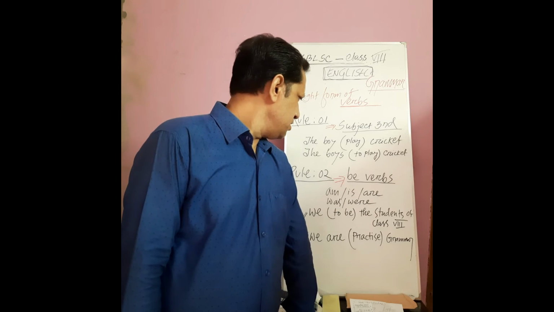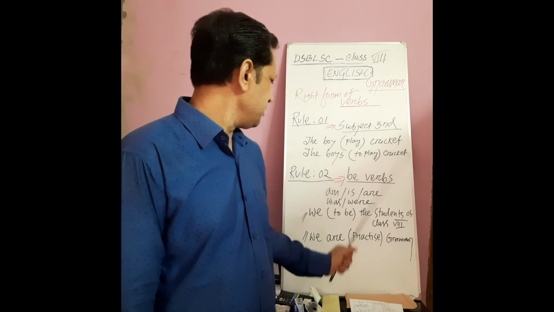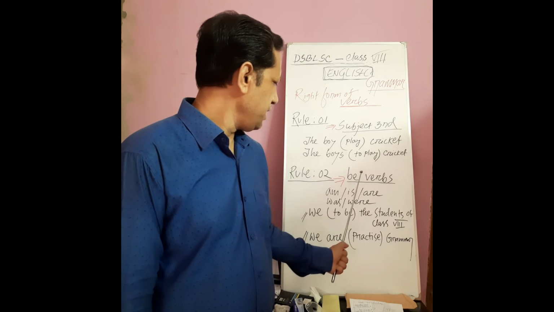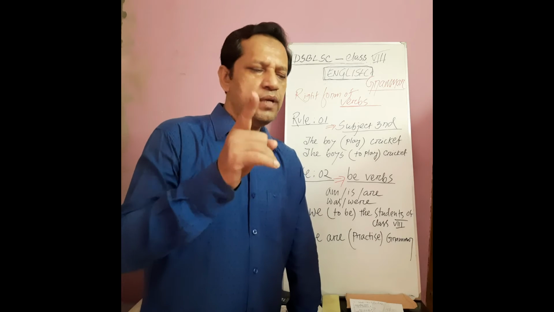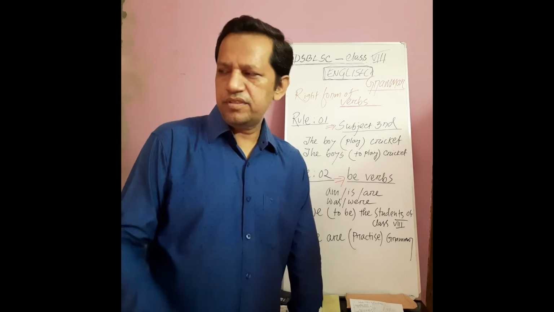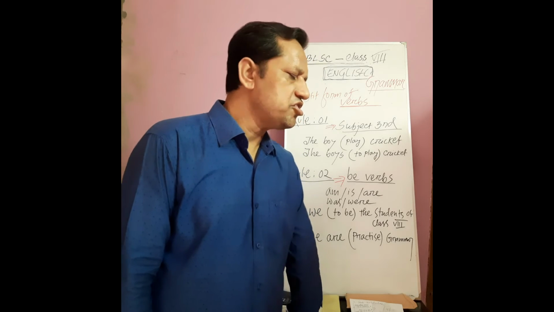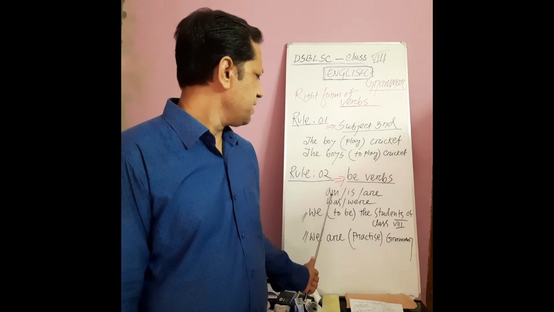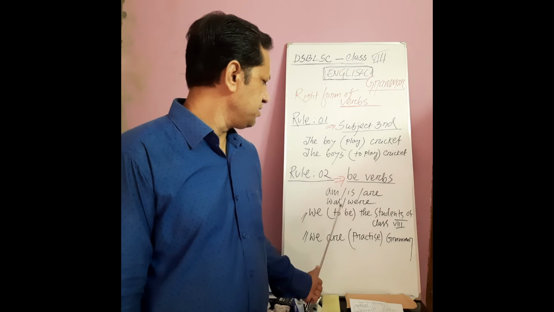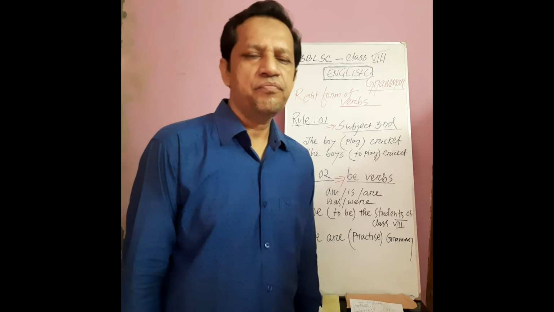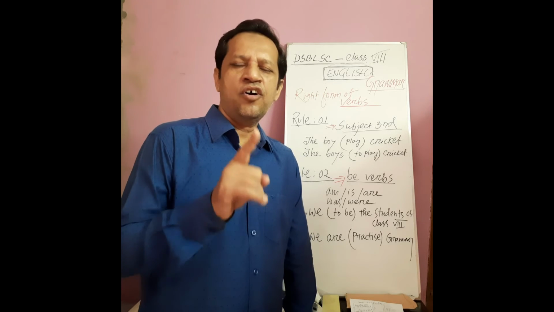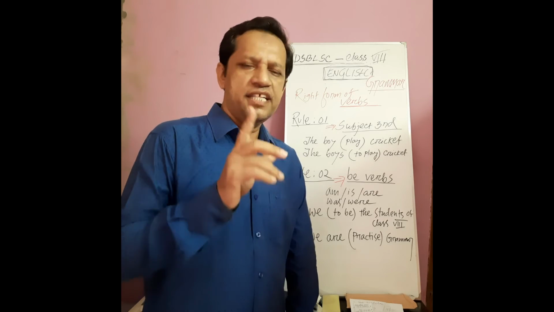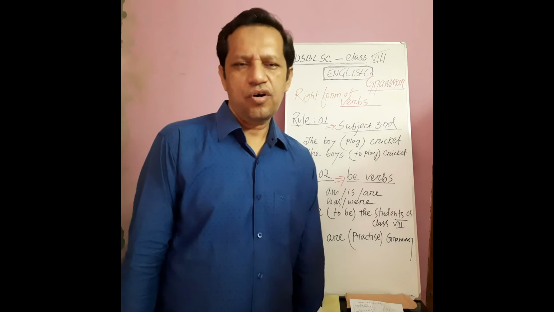We are going to the next rule here, rule 2. Be verbs. First of all, we have to know what are the be verbs, my dear students. Be verbs actually am, is, are, was, were. These are be verbs, and in the present tense am, is or are be verbs, and in the past tense was or were are be verbs.